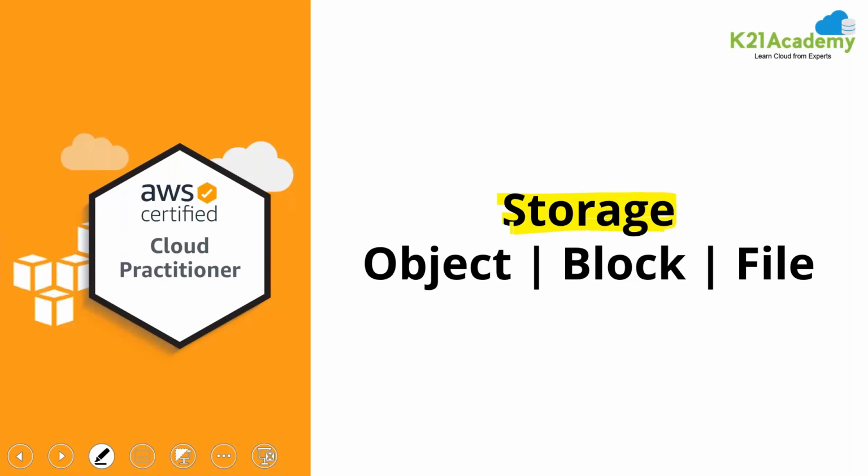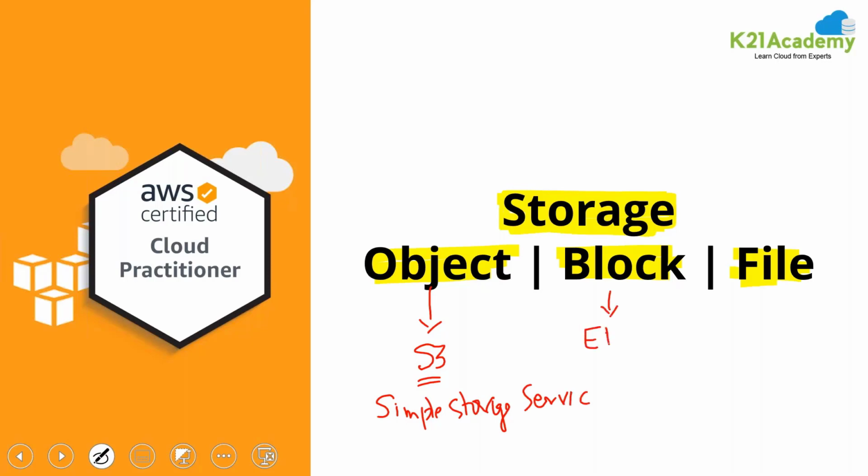So Amazon provides you three different types of storage services which we use in our on-premise environments also: object storage, block storage, and file storage. Amazon also provides you all these three categories. So when we talk about object storage, Amazon provides it in the form of S3. The full form of S3 is Simple Storage Service. If we talk about block storage, Amazon provides the same in the form of EBS. The name of the service through which Amazon provides you block storage is your EBS service.